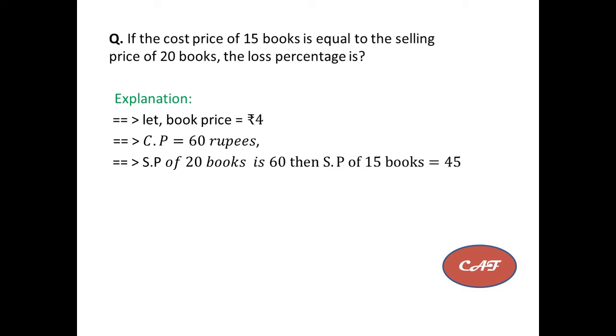While comparing, we have to take the same object, but here he gave a comparison with 20 books. So I am converting those 20 books into 15 books. So 15 books cost price is equal to 60 rupees. 15 books selling price is equal to 45 rupees.